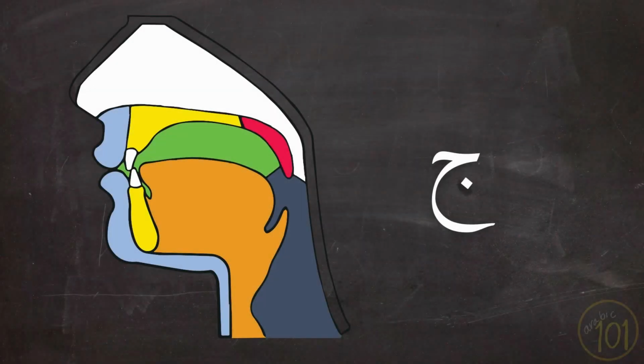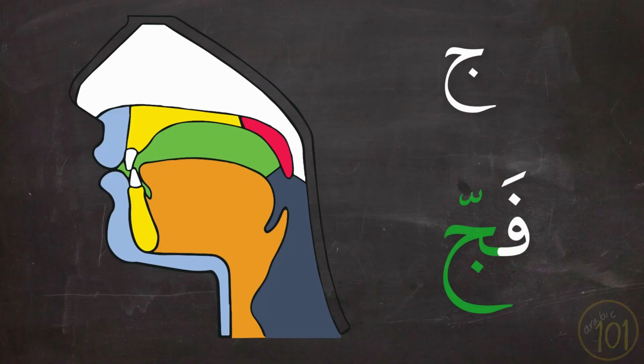Jim is produced when the middle part of the tongue is raised, making contact with the hard palate. Remember, the two organs, the tongue and the hard palate, must be touching. Otherwise, the sound of jim will be incorrect. Edge, edge.